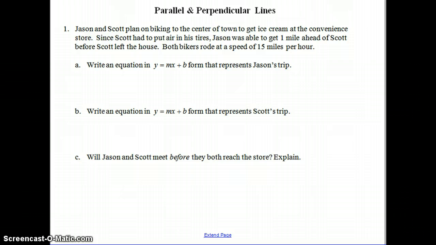Okay, well, they're both going to the same spot. Alright, and we want to write an equation. So y would equal the slope. Alright, the slope is 15 miles per hour. Okay, so for every hour, they go 15 miles. x plus b, Jason was able to get a mile ahead of Scott, so he's 1 mile ahead of Scott.